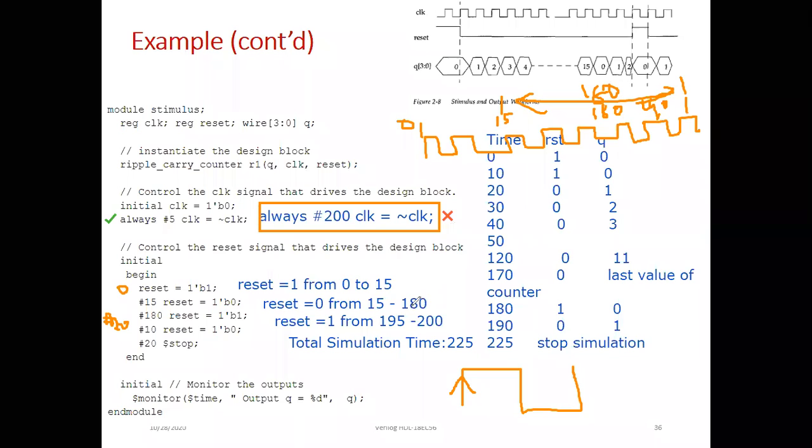So if you want to write, you can write like this, 15 to 195. After 15 plus 180, so 195. That is the meaning of that. It is not the meaning of after 180. You should add cumulatively, you have to add the delay. So it is 195, you can say 15 to 195. Is it clear now?